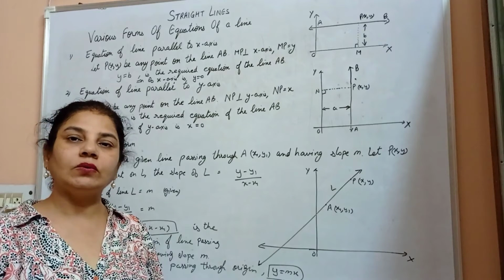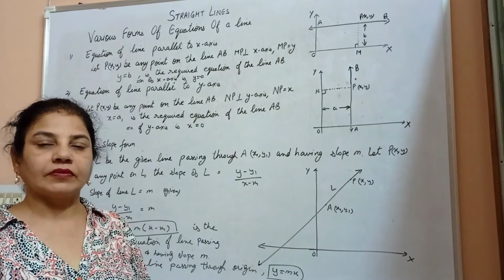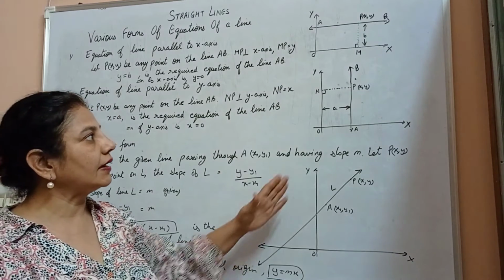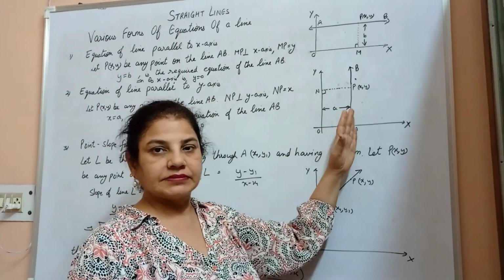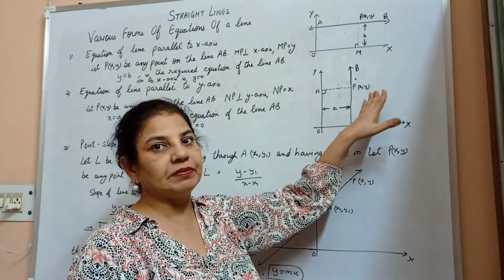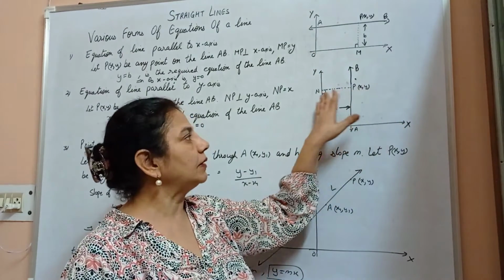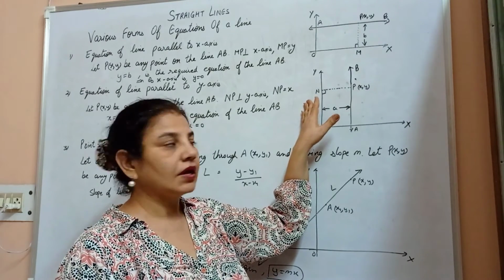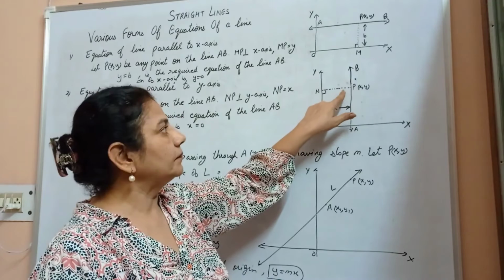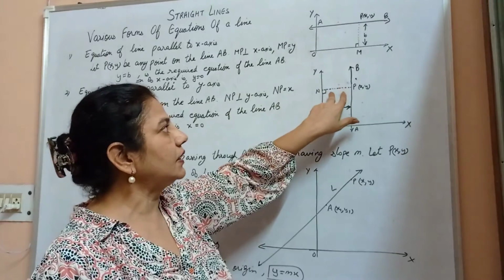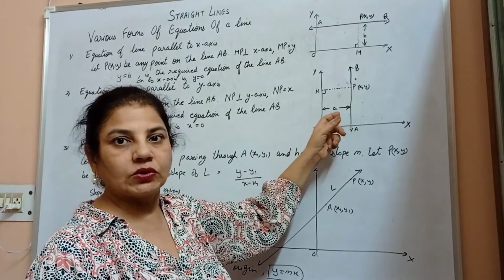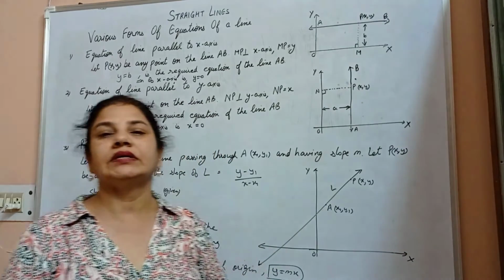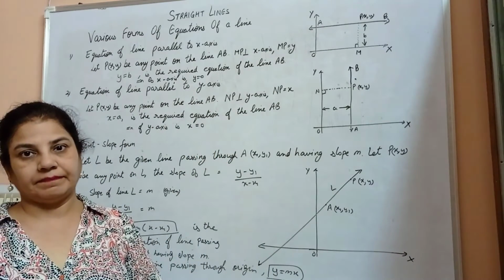Equation of a line parallel to y-axis. Again, draw a line parallel to y-axis. Say AB is a line parallel to y-axis and P is any point on it. Draw PN perpendicular to y-axis. Then PN is equal to x and the length of x is equal to a. Then we say x is equal to a is the required equation of a line.